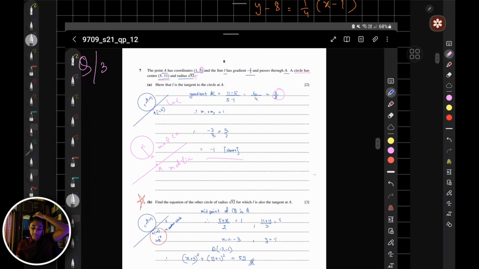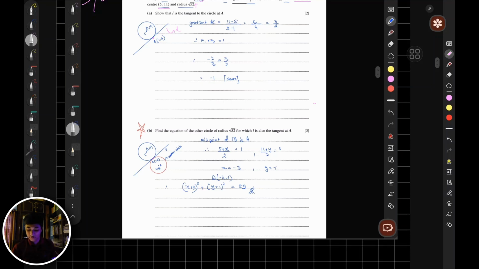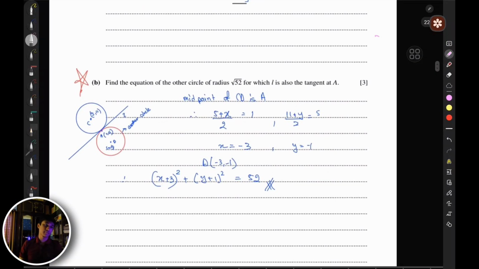In the mark scheme, they've only shown this part, so you can leave it at that. But if I were you, I would show the equation for the circle as well and plug in the values of the coordinate A. So, moving on to question B. Find the equation of the other circle of radius root 52 for which L is also the tangent at A. What they're telling you is there is another circle with the same radius, the same size, and it is directly opposite, or at least touching the line L at the same point A.